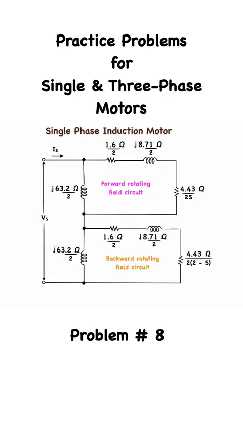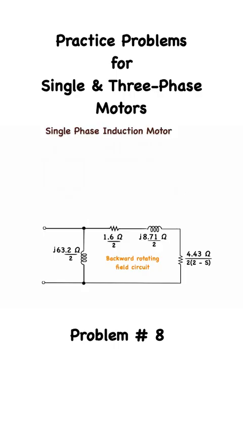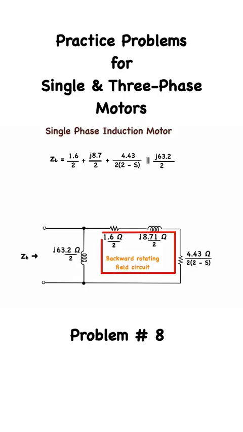In order to find the impedance of the backward equivalent circuit, once again, we only need to concentrate on that circuit. The backward impedance, ZB, is also made up of 3 impedances in series that are in parallel with 1 reactance. 1.6 divided by 2 plus J 8.7 divided by 2 plus 4.43 divided by 2 times the quantity 2 minus S, which is in parallel with J 63.2 divided by 2.